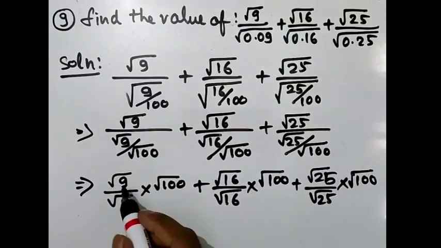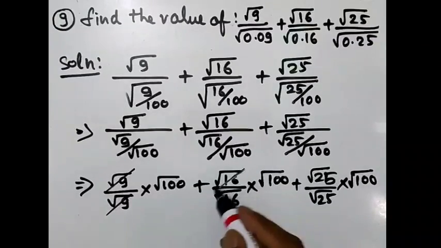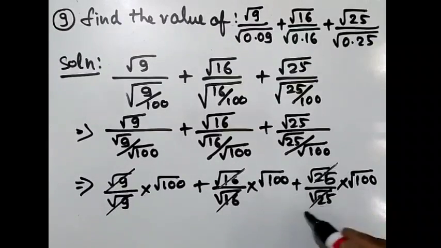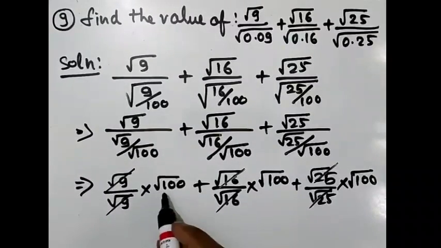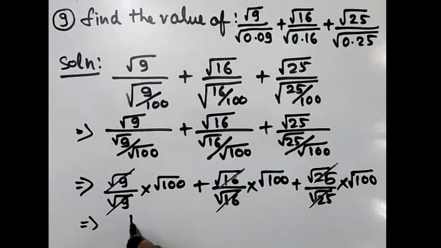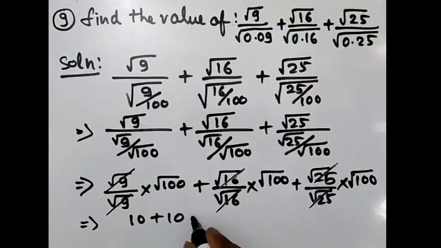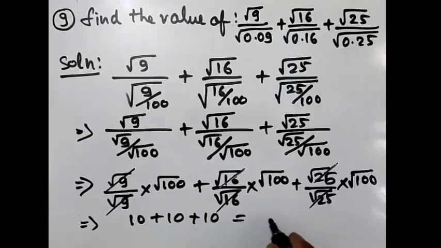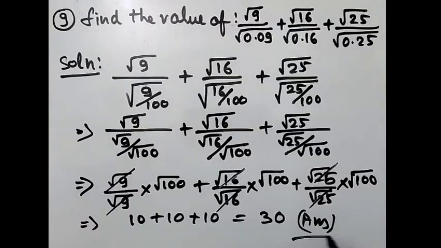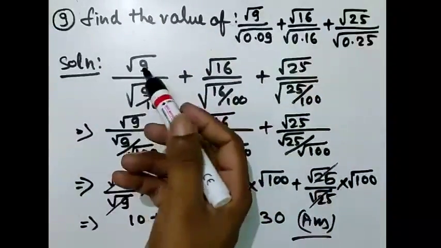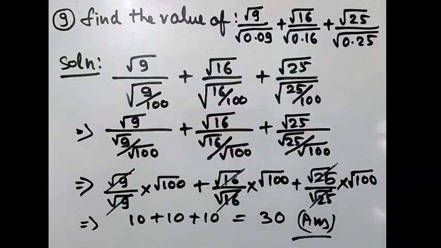Now you can see simply the square roots will get cancelled. Square root of 9, square root of 9, 16 and square root of 25, because the result will be the same. Now square root of 100 is what? 10. Square root of 100 is 10 plus square root of 100 is 10 plus square root of 100 is 10, which is equal to 30. This is the answer. Now there are multiple ways I said you can do. You could have found the square root at first and then you could have cancelled. That way also you can do.